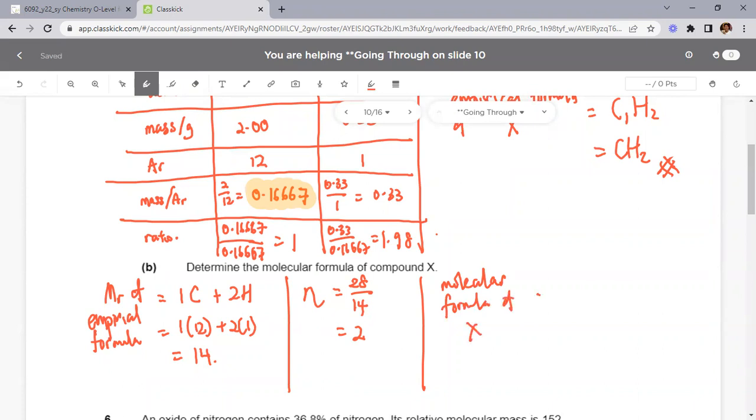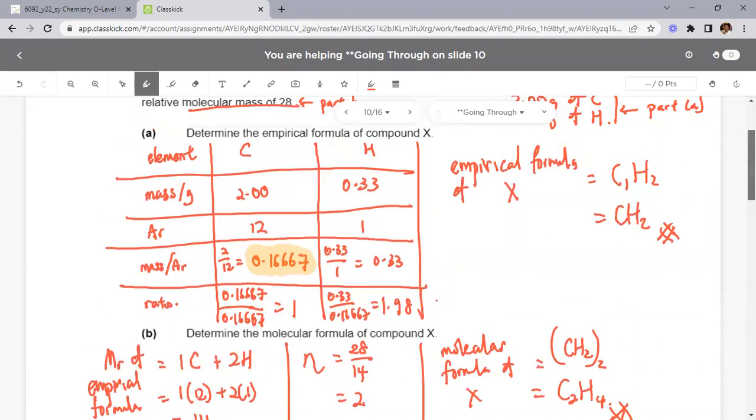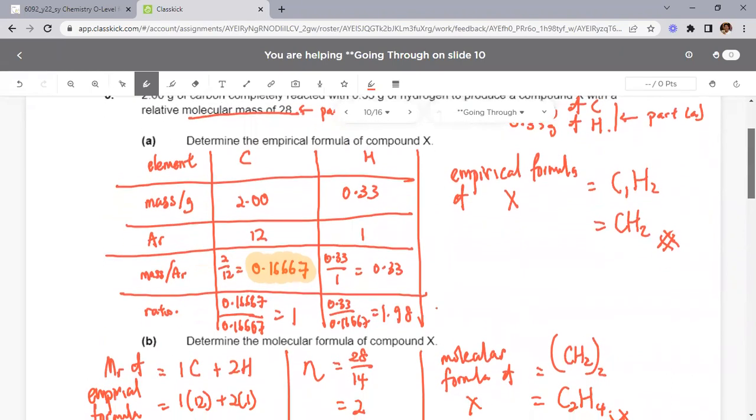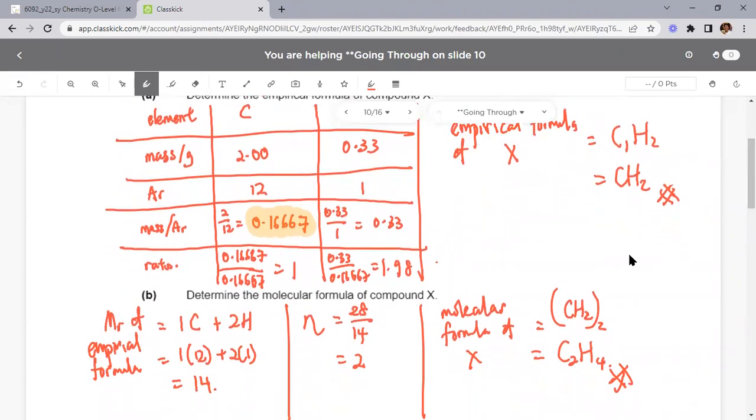Then the last step, the molecular formula of X. This will be CH2 in bracket, all to the power of 2. Then I'm going to get C2H4. This is my molecular formula of X. So you can see the whole series of steps here. Do the table to find the empirical formula. Once you have the empirical formula, find the MR of the empirical formula, find the ratio, then find the molecular formula of X. Very systematic, very clear.